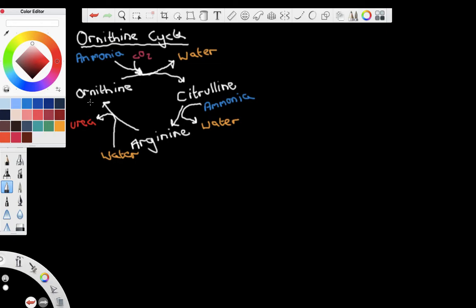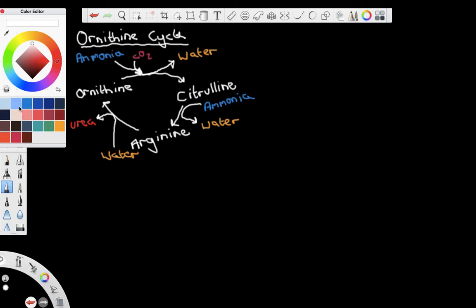It's not the neatest, I know, but essentially what we've got is ornithine being added to ammonia and carbon dioxide to form water and citrulline. The citrulline has ammonia added to it again, releasing water and arginine. Arginine has water added to it to form urea and ornithine. So it takes 2 molecules of ammonia to make 1 molecule of urea.